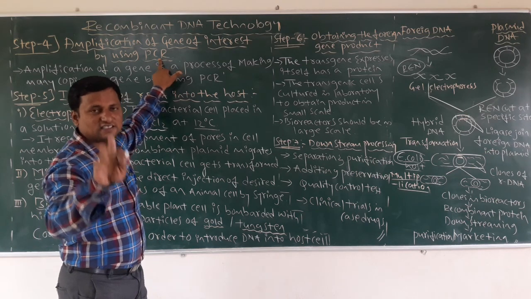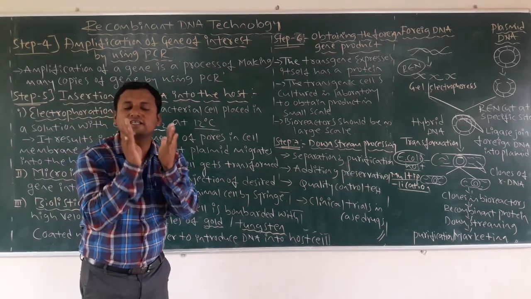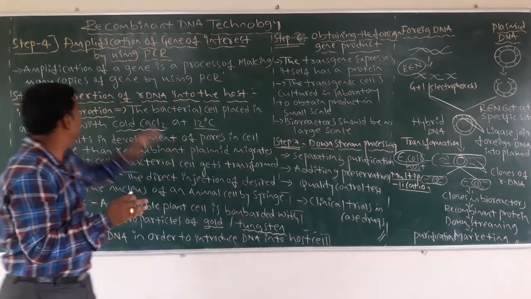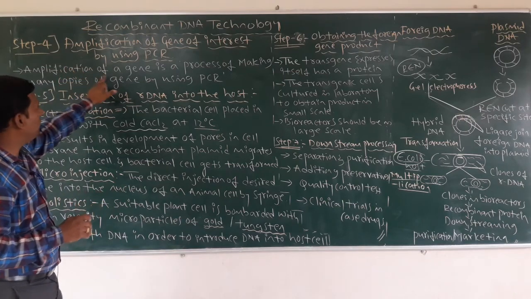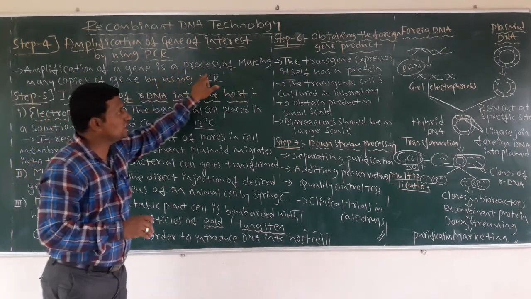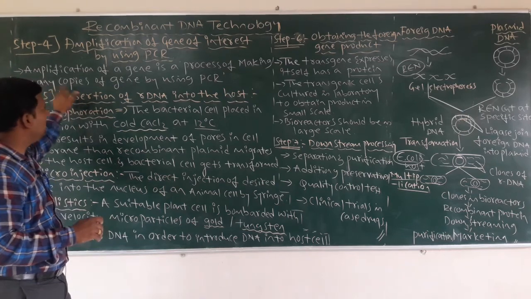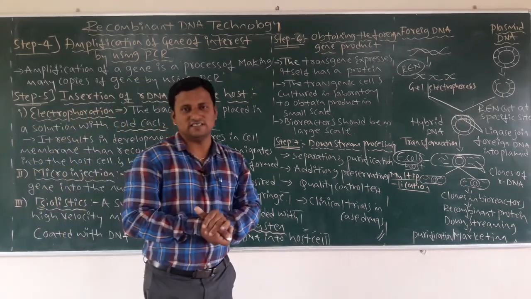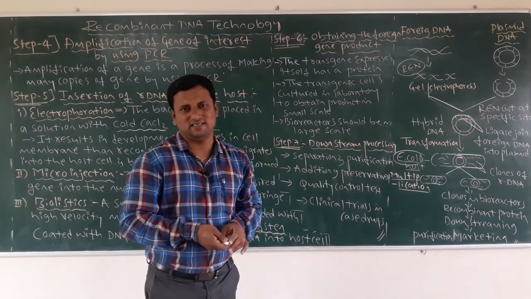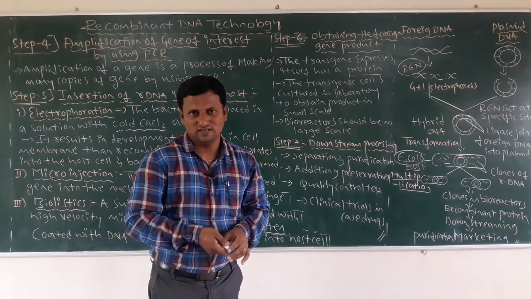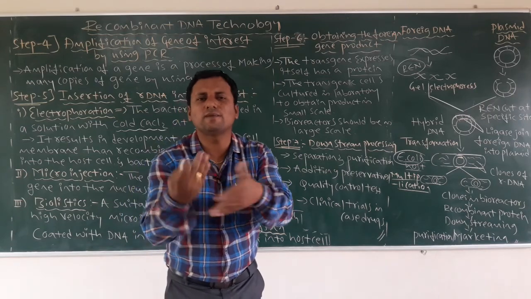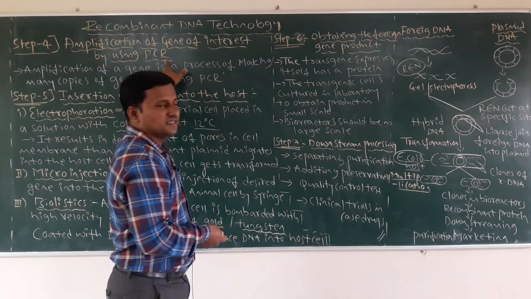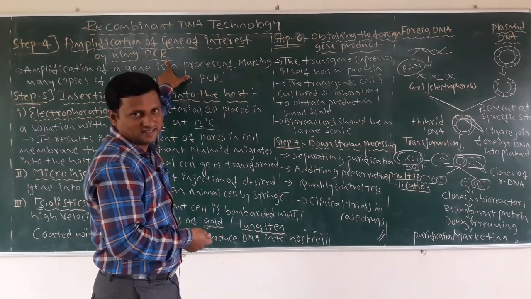Due to that, you must remember which technique we are using for making a number of copies. What is that? Amplification. Amplification of a gene is a process of making many copies of a gene, not a single one, the same genes, same clones. Those are multiplied, making a number of copies by using which technique? That is called the PCR technique.